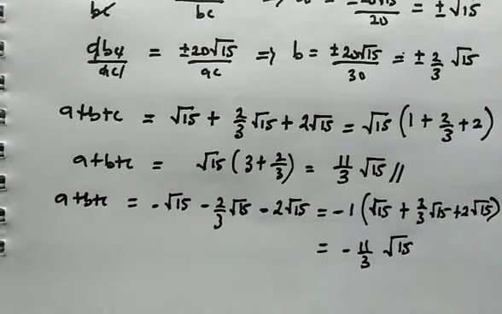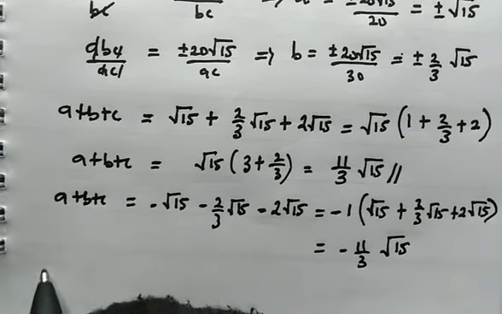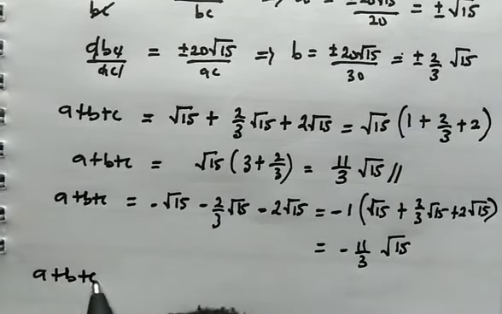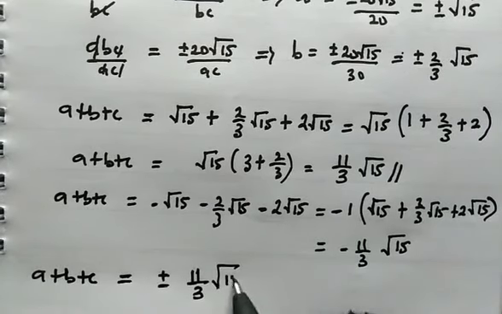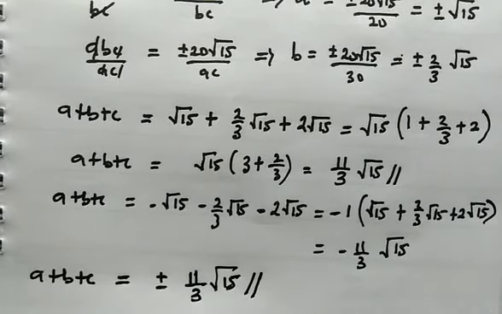Amazing. So finally, we have come to the end of today's video, that A plus B plus C is equal to plus or minus 11 all over 3 root of 15, and this is the right answer.